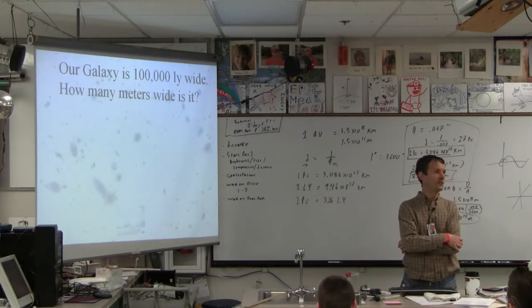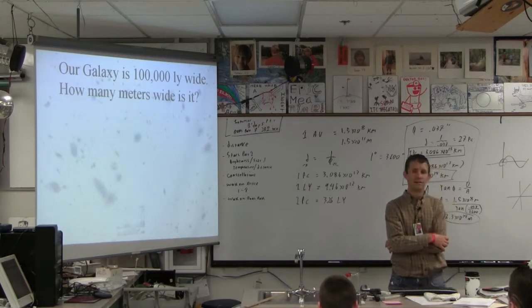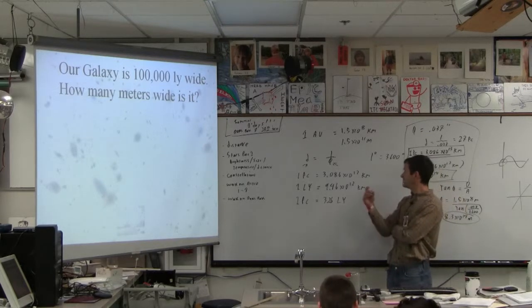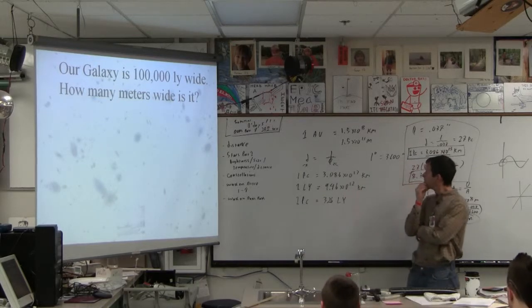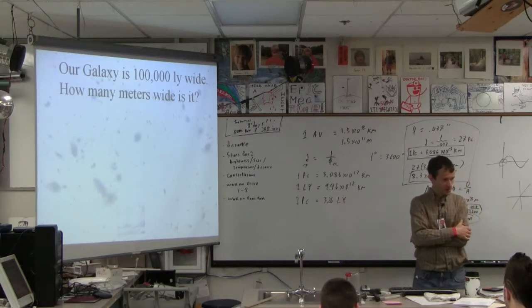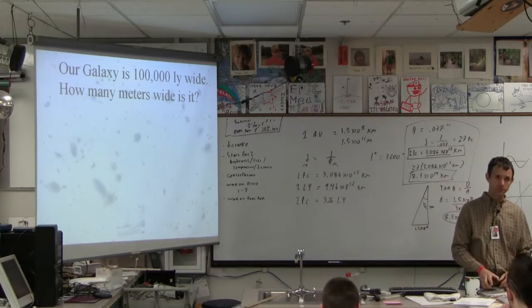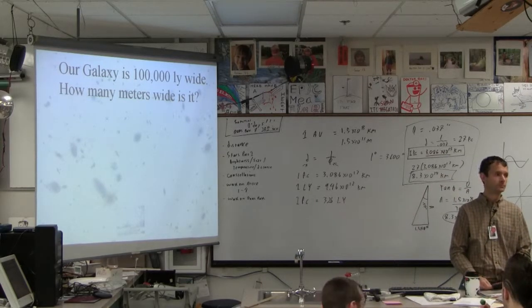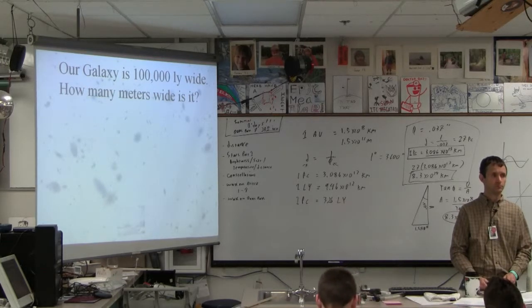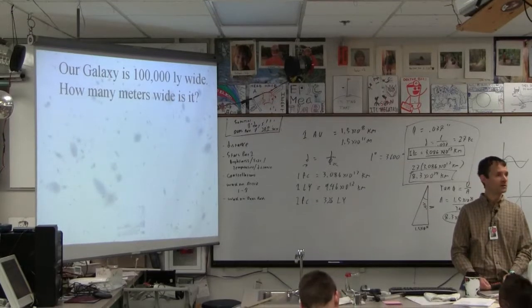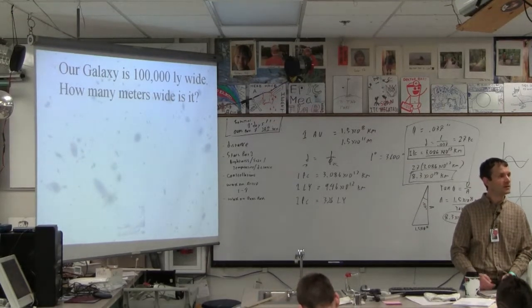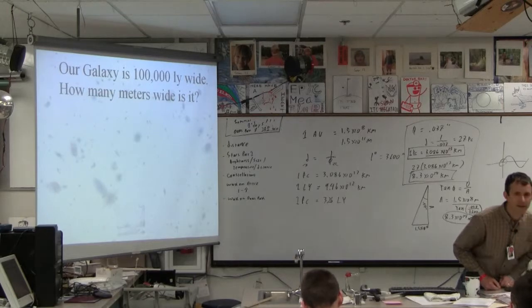100,000, isn't that 10 to the fifth? So what's 10 to the fifth times 9.46 times 10 to the 12th? Is it 9.46 times 10 to the 17th? Is it that simple? Yes. Oh, meters, right, because that was kilometers. Got to add 3. Yeah, you got it.